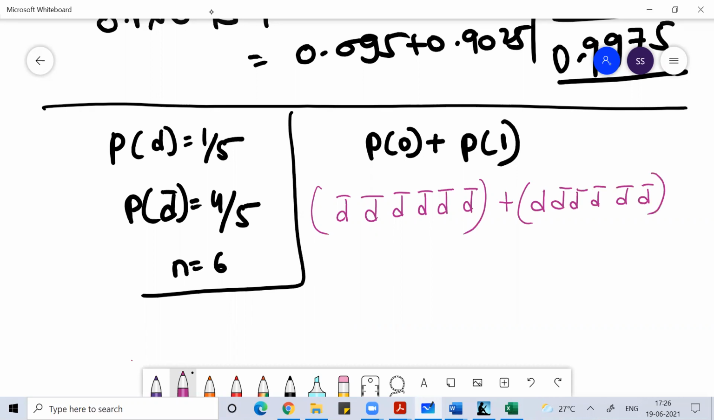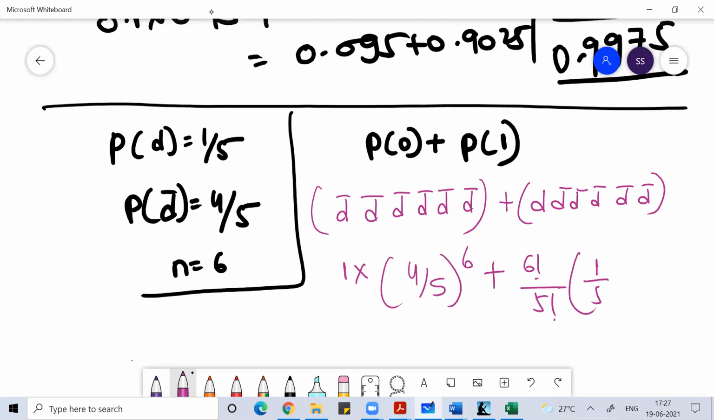The probability of getting defective is 1 by 5, not defective is 4 by 5. So how many ways can you arrange this? One way. Non-defective is 4 by 5, and that comes 6 times. Plus, how many ways can you arrange this? This would be 6 factorial by 5 factorial, or 6C1. Defective component is 1 by 5, and non-defective component is 4 by 5 to the power 5.